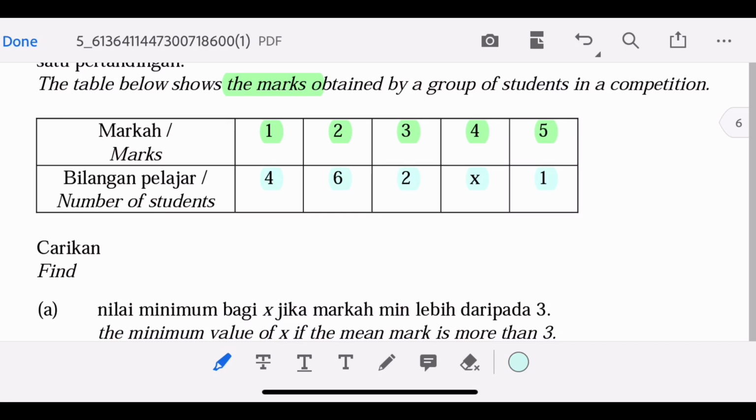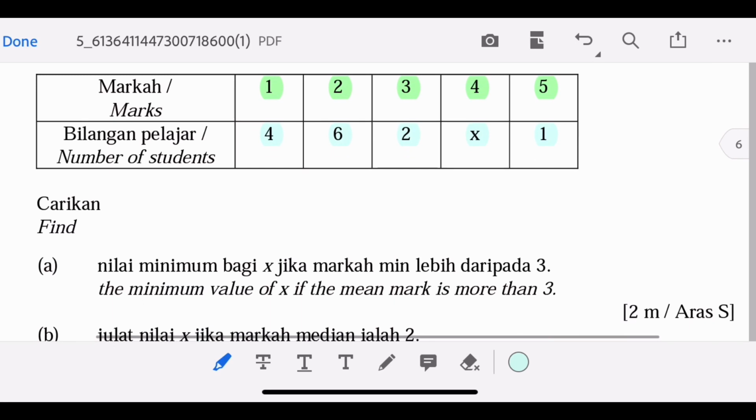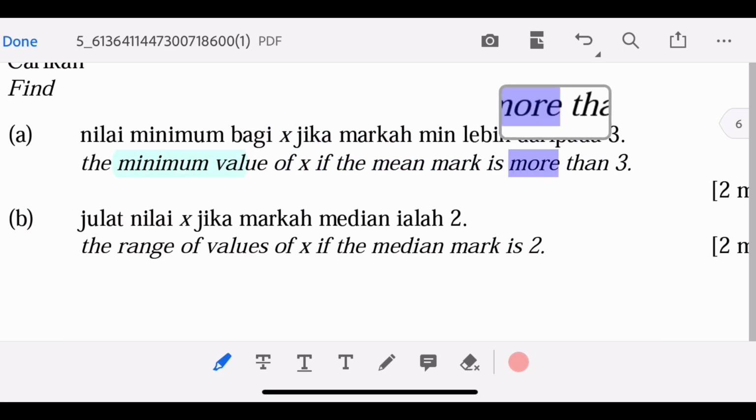And then what does the question ask you to do? Let's study the question first before we find the unknown X. So let's read the question. What is the minimum value of X if the mean mark is more than 3? Mean mark more than 3. I'm sure you know how to find mean, right? So the mean mark is more than 3.